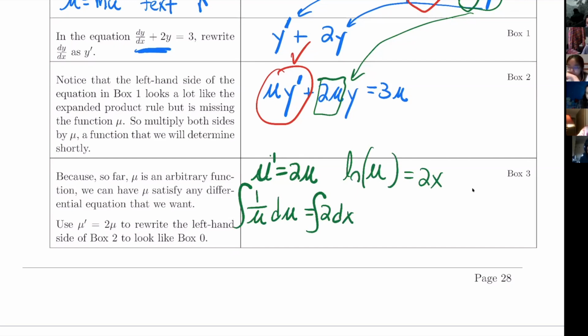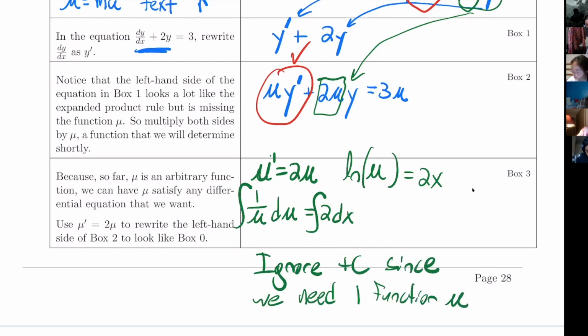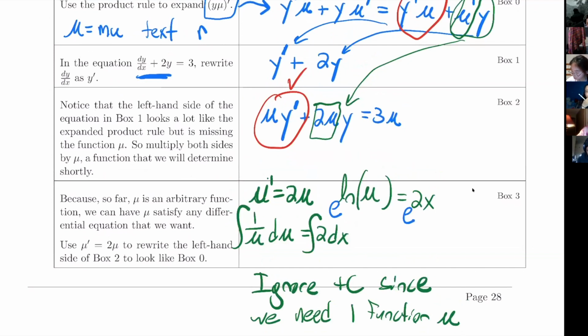And let me just say here, we don't need to describe every single mu that's going to work. We just need to find one such mu that's going to work. So at this point, I ignored a constant of integration. And we'll include the constant of integration at the very end. So I'll just say at this stage, we can ignore the plus c, since we just need to find one such function, as opposed to describing all such mu. If I exponentiate both sides of that previous line, then one such function is going to be mu is equal to e to the 2x.